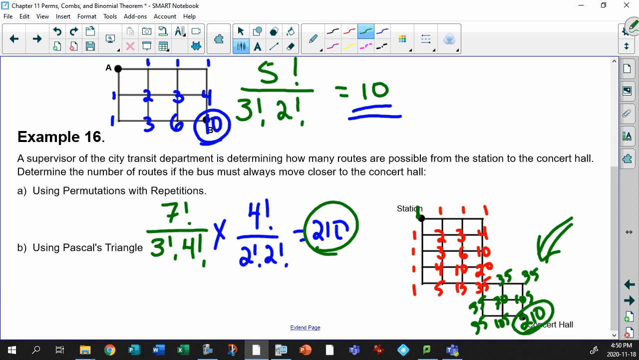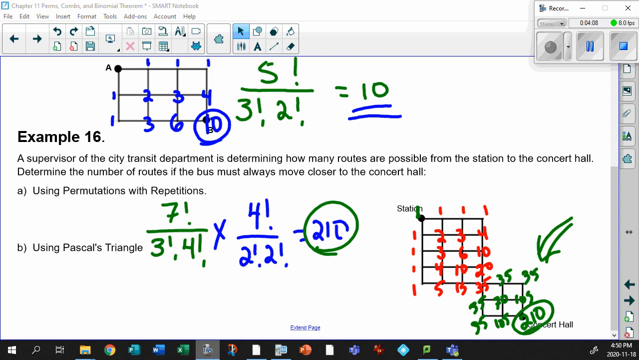Oh my goodness. So you can do this with perms, or you can do this with Pascal's triangle. Either way, I'm going to show you a bunch of examples right away that are going to knock your socks off.